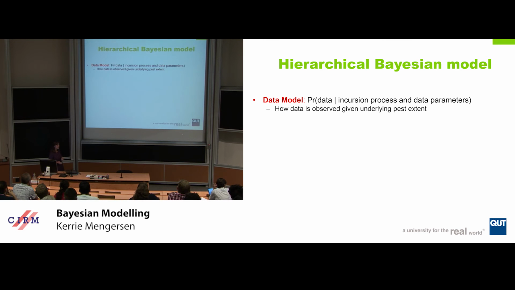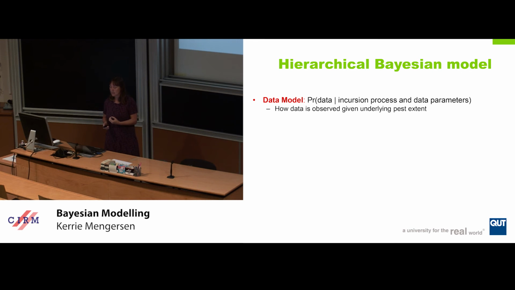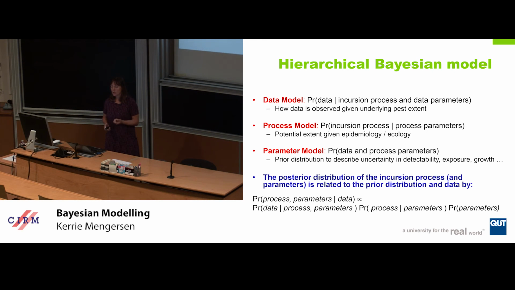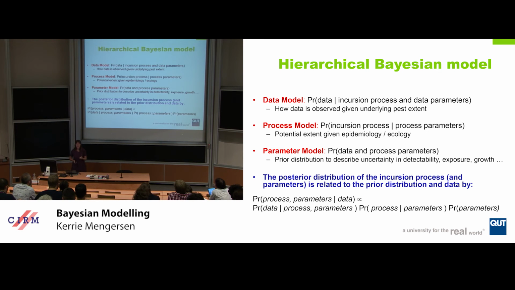So the hierarchical Bayesian model is going to start with a data model. Just thinking about that hierarchical structure, we have the probability of the data given the incursion process and the data parameters. We then have the process model, which is the probability of the incursion process given the process parameters. And then we have the probability of the parameters that we can also build in. So that's the way that we might think about this sort of multi-level structure. The posterior distribution of the incursion process is then going to be a function of each of those: the probability of the data given the process and the parameters, times the probability of the process given the parameters, times the probability of the parameters. Breaking it down in that way means that we can start to model each of these bits.